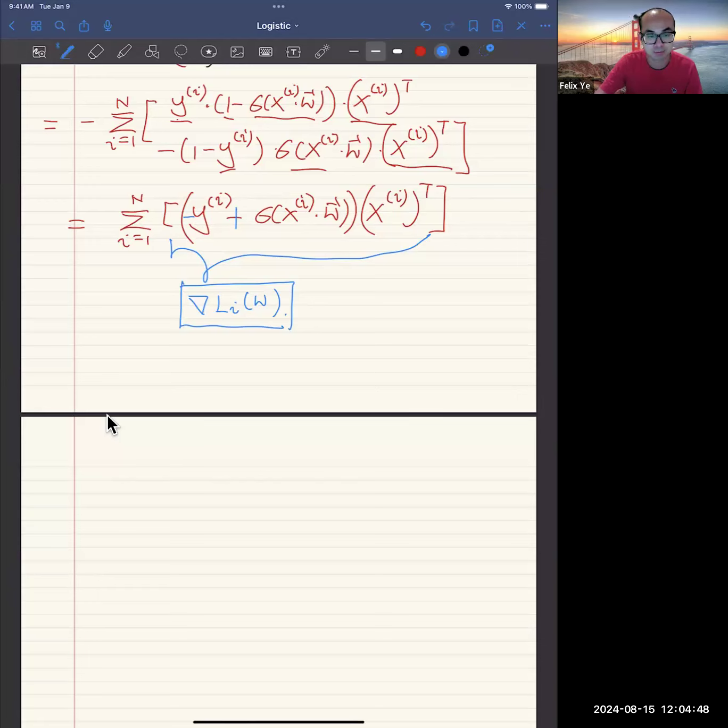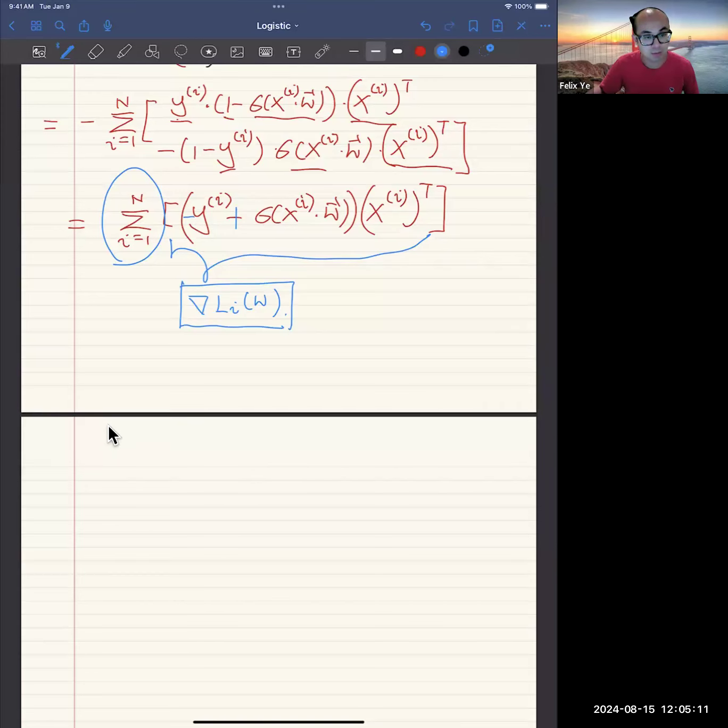And of course, we could also vectorize it, but for now that won't be necessary because we are going to sum over i from 1 to n. We're not going to actually sum them together. We're going to perform that with stochastic gradient descent.